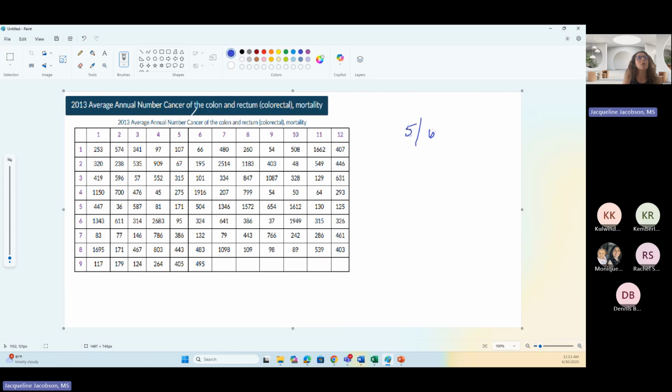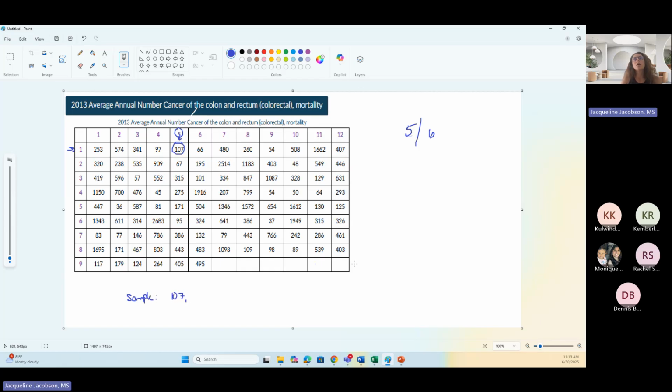So I would start in row 1, and I would start in the 5th column because my birthday is the 5th month. So my first value to go into my sample is 107. As I collect my sample, I'm going to write it out. 107 goes into my sample.